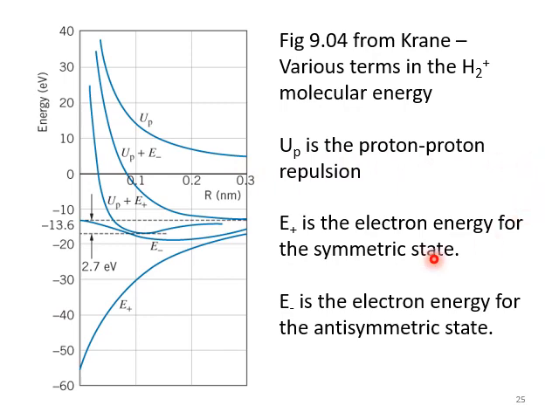All the other terms in the asymptote of very large R are going to go to minus 13.6 electron volts. Because at very large R, the system, no matter what the symmetry is, behaves as though it's got half an electron on one nucleus and half an electron on the other nucleus. So at very large R, the various energies go to minus 13.6 electron volts.